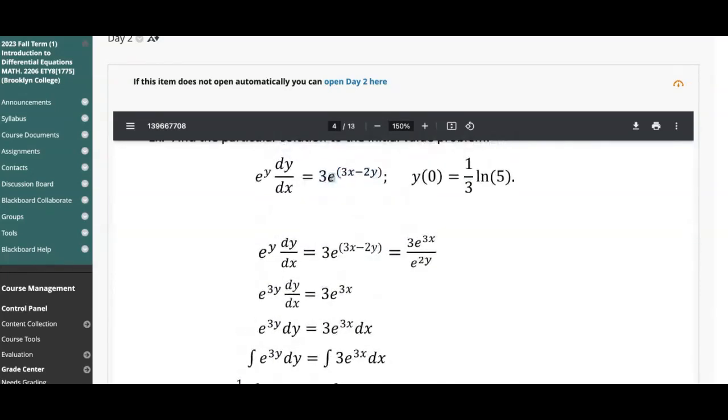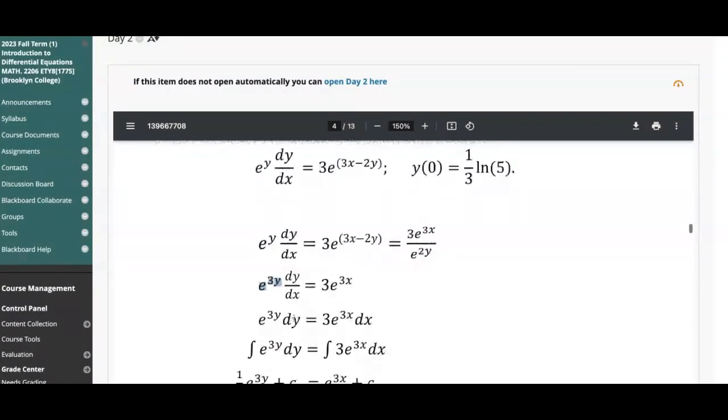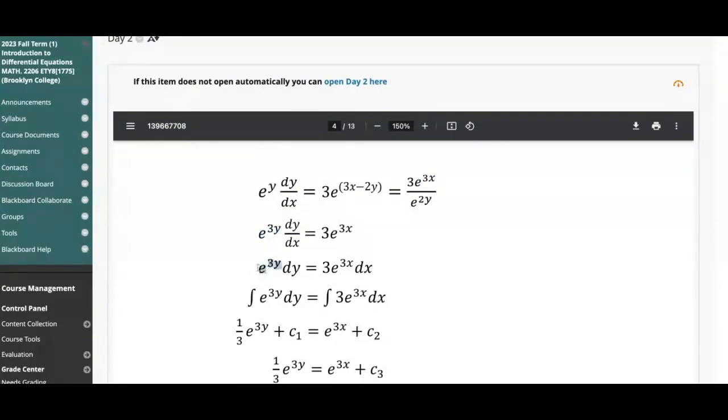So this can be broken into 3e to the 3x times e to the negative 2y, right? Then we divide by e to the negative 2y on both sides. So e to the y times e to the negative 2y divided by e to the negative 2y is the same as multiplied by e to the 2y. So that becomes e to the 3y. Then multiply dx on both sides. So we have e to the 3y dy equals 3e to the 3x dx.